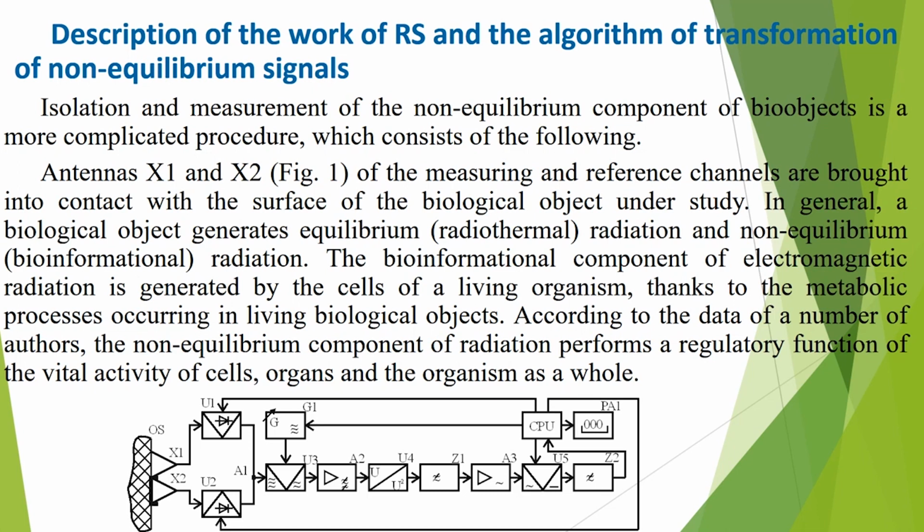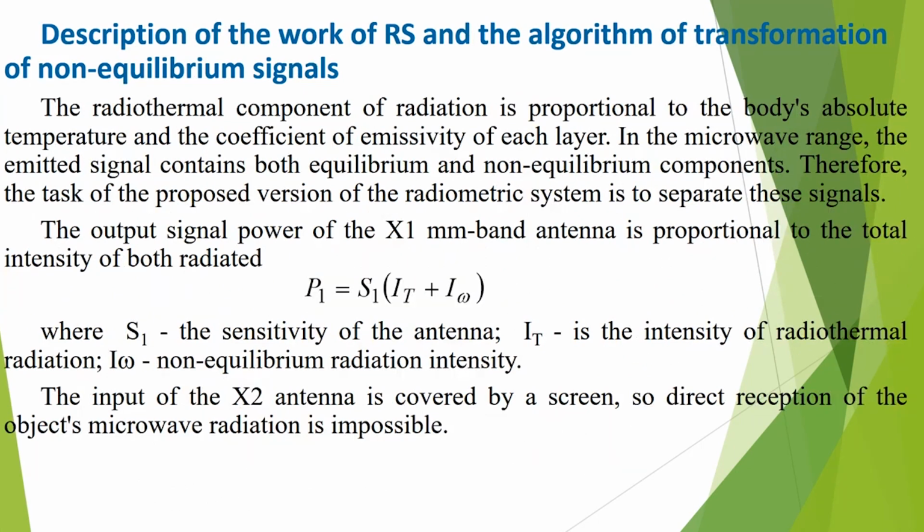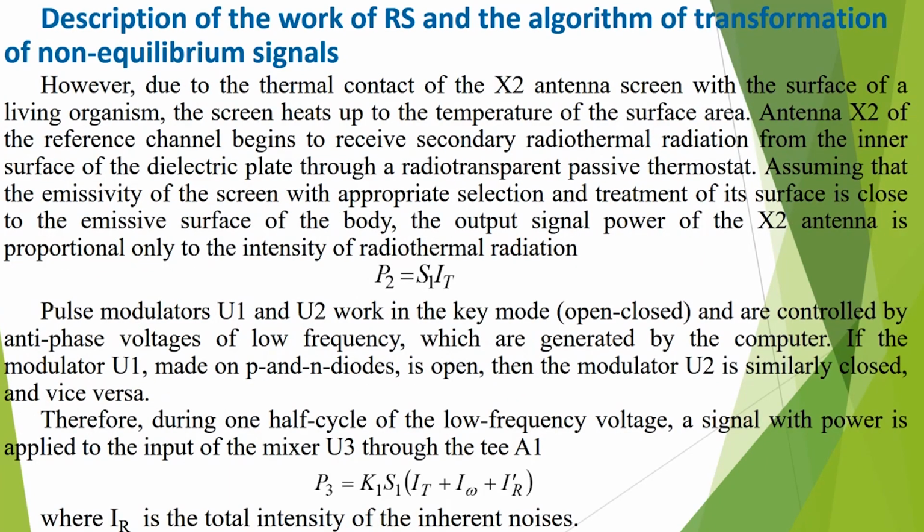The radiothermal component of radiation is proportional to the body's absolute temperature and the coefficient of emissivity of each layer. In the microwave range, the emitted signal contains both equilibrium and non-equilibrium components. However, due to the thermal contact of the X2 antenna screen with the surface of the living organism, the screen heats up to the temperature of the surface area.